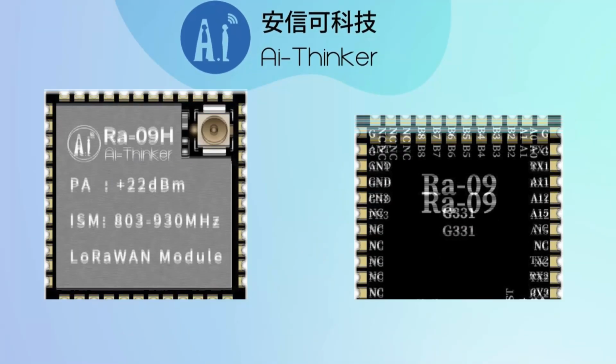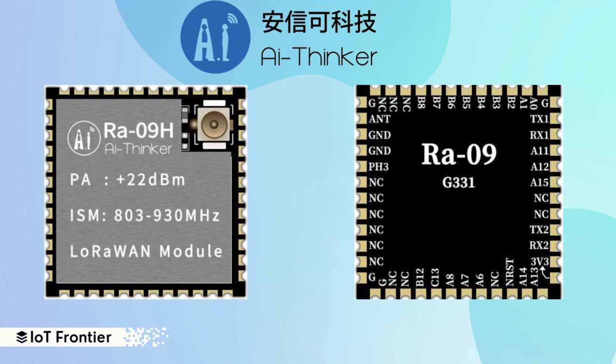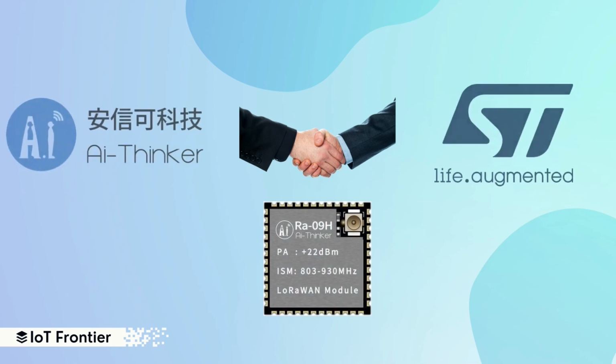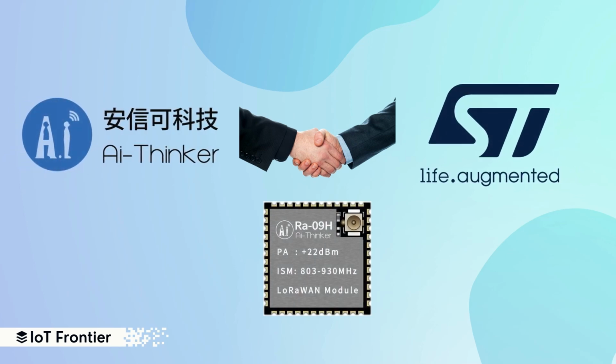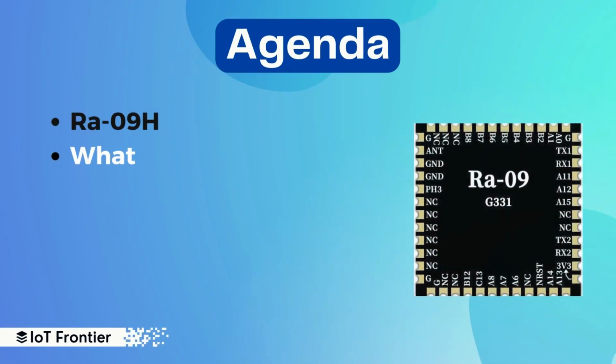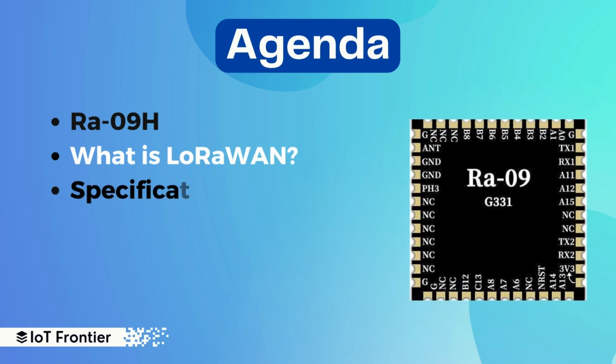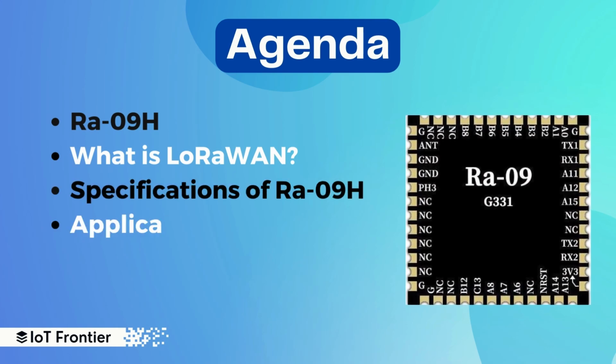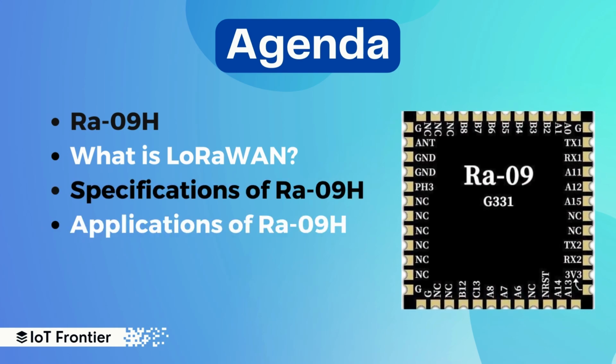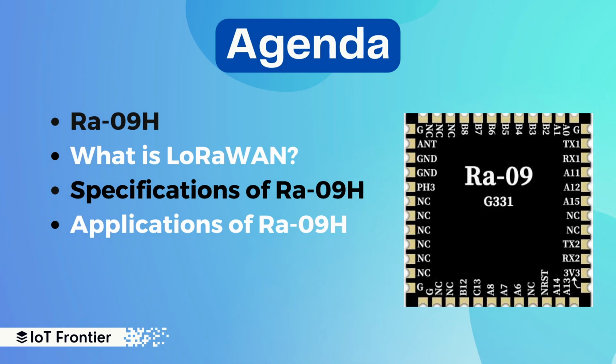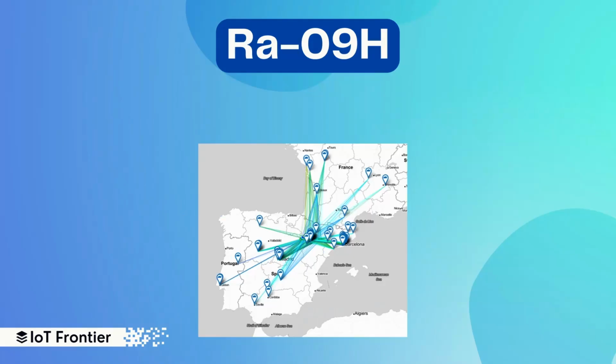In this video, I am going to review the RA09H module, which is a LoRaWAN module developed by AI Thinker and ST Microelectronics in partnership. We will also be covering what is LoRaWAN and various applications that are possible with the use of RA09H. So stay tuned until the end of this video to get maximum knowledge on this.